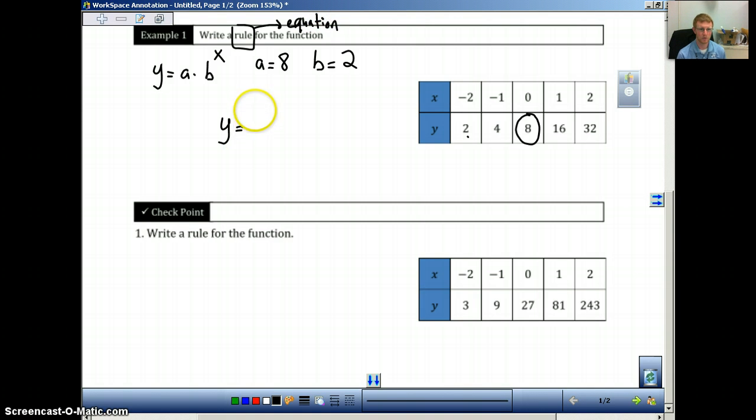So we have y equals 8 times 2 to the x power. Okay? What I want you guys to do is do this one on your own. You need to pause the video, try this on your own. It should only take you a minute or two, and then hit play when you're ready.